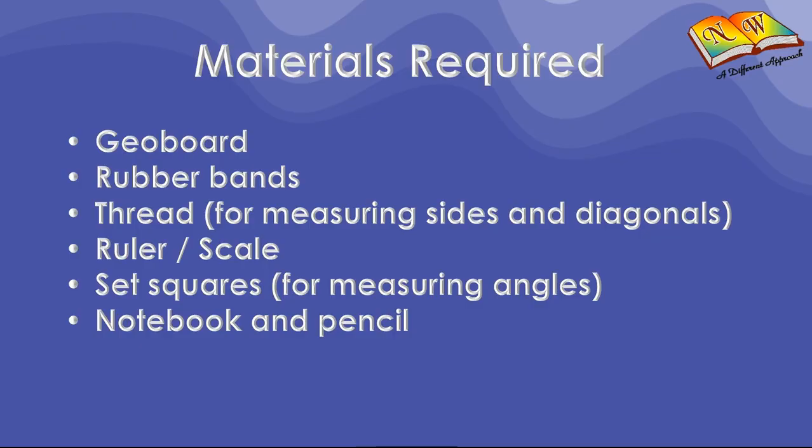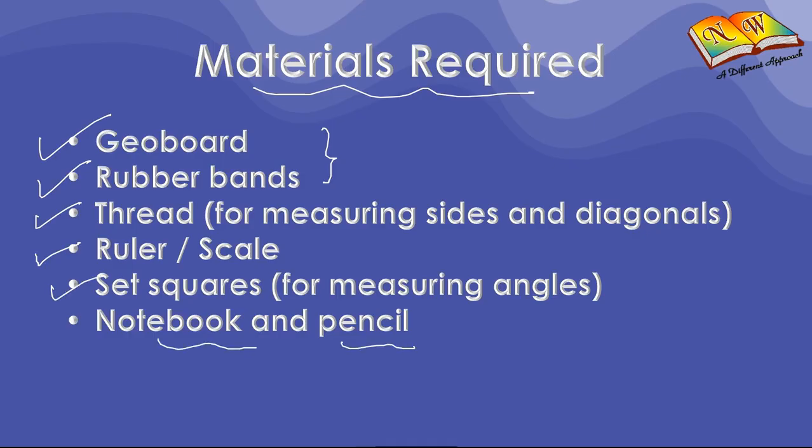The material required to perform this activity includes a geoboard, rubber bands for making the sides and the diagonals. We need a thread for measuring the sides and the diagonals. We need the regular aids like ruler or set squares, and then the notebook and the pencil, eraser, etc. for performing the activity. Let's now perform this activity of properties of squares and rectangles.